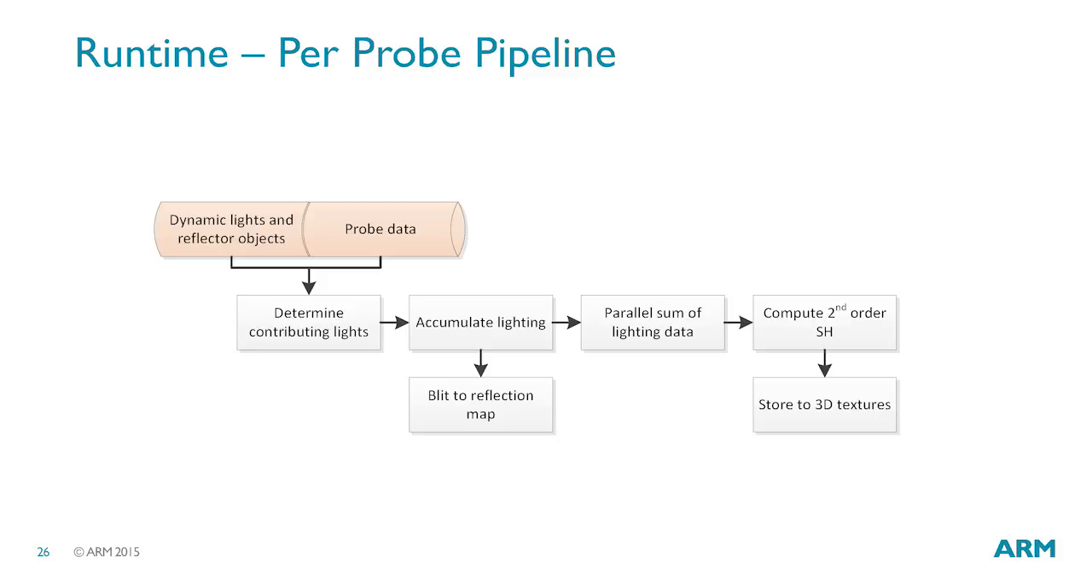And here is the per probe pipeline. This pipeline is executed for every probe, but it's heavily batched, so we do this for several probes at the same time. And this pipeline is quite long, so the idea here is to spread this load over several frames. So not every step here is executed in the same frame. And we determine which lights contribute to a particular probe by doing normal bounding volume tests, as well as using the metadata, as I mentioned previously.